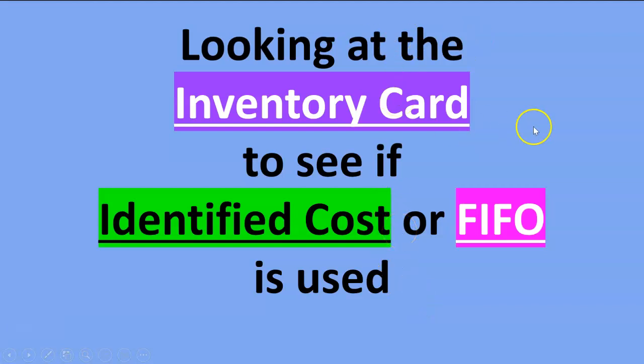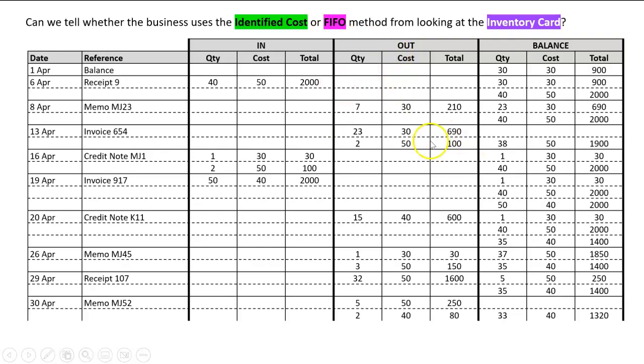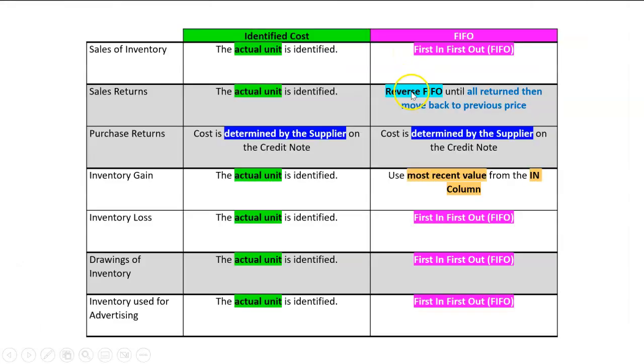Another possible skill that you might need is to be able to look at an inventory card and say whether that business is using identified cost or FIFO. So, can we actually even tell whether the business uses identified cost or FIFO just from looking at the inventory card? If we took that inventory card, I'd expect you to be able to tell me, is that identified cost or first in, first out? So how would we do that?